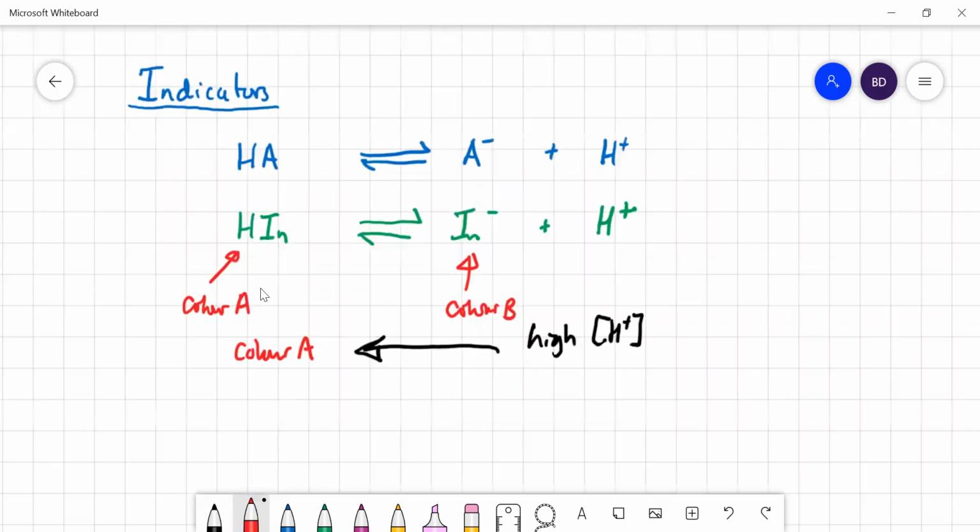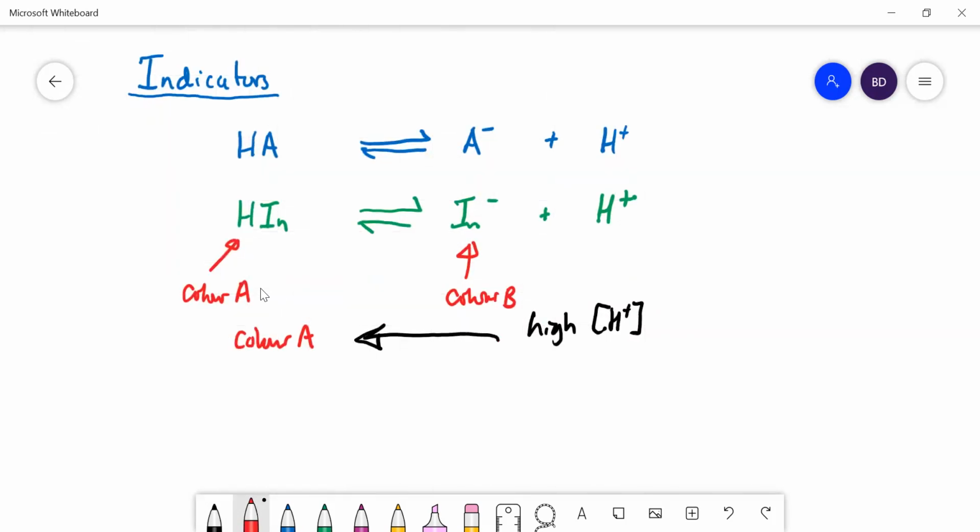If you've got low hydrogen ion concentration, so that's high OH minus concentration, alkaline, then Le Chatelier tells us the equilibrium is going to go that way. It will try and make more H plus, so that means you're going to get the In minus predominating, so you're going to see color B. So that's how indicators work.